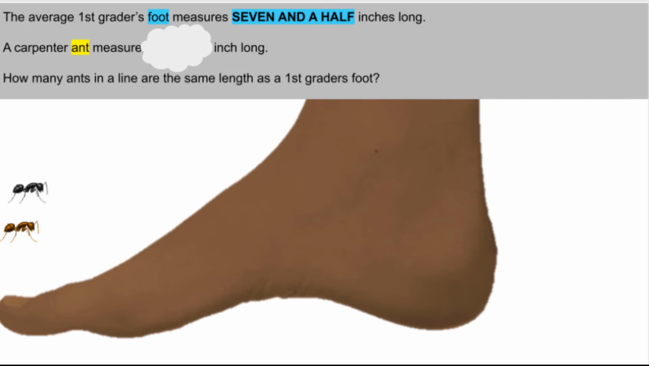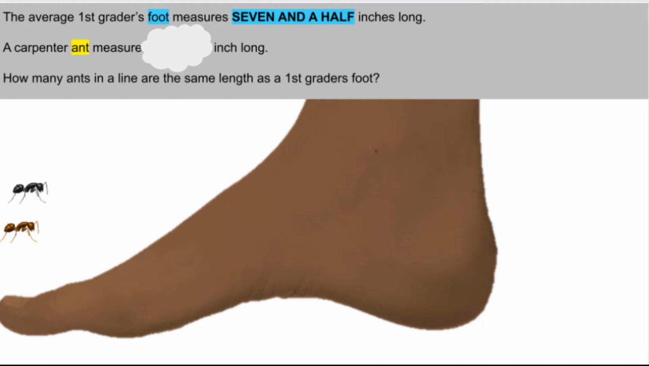And slide 8 is where we're actually going to begin our routine. And these are real numbers. These aren't none of those made up mathy numbers that you sometimes get in word problems and you're like, buys 47 watermelons. So these are real numbers. The average first grader's foot measures 7.5 inches long. A carpenter ant measures something inches long. And the question here is, how many ants in a line are the same length as a first grader's foot?